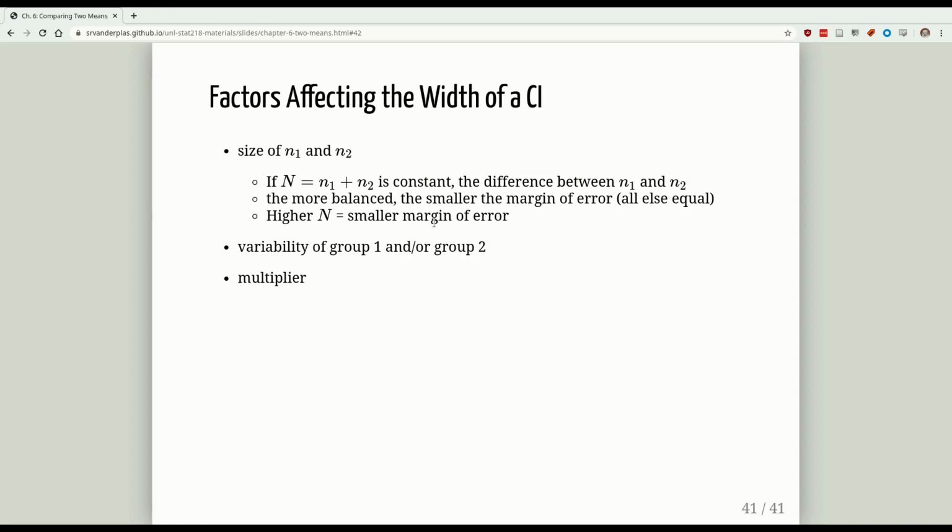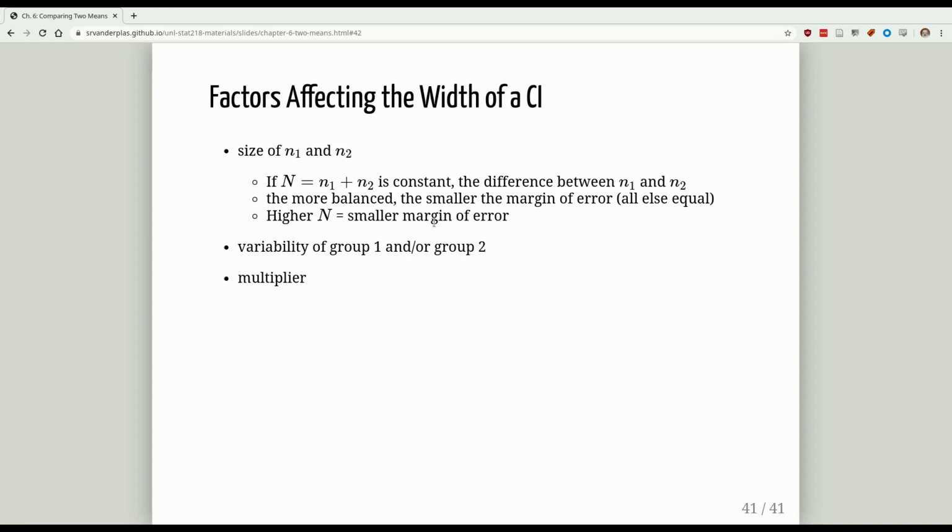So if you've got very few observations in one group and almost all of your observations in the other group, that's going to lead to a higher standard error of the difference between those two groups than if you have completely equal group sizes. So the more balanced, the smaller the margin of error, the narrower the confidence interval. The higher the n total, the smaller the margin of error, the narrower the confidence interval.